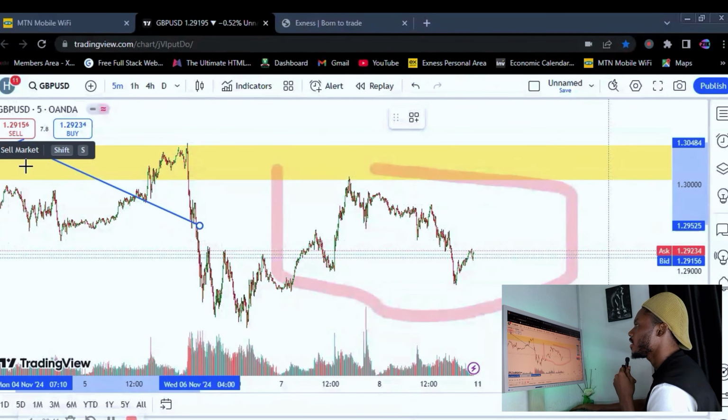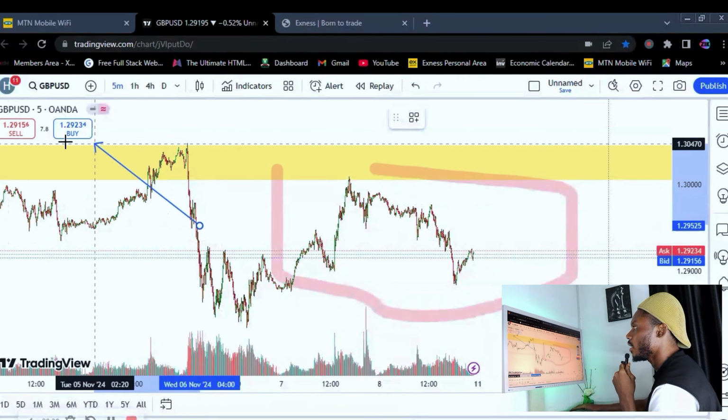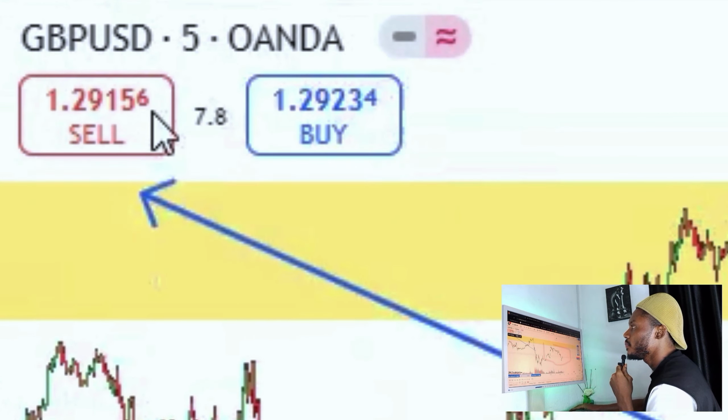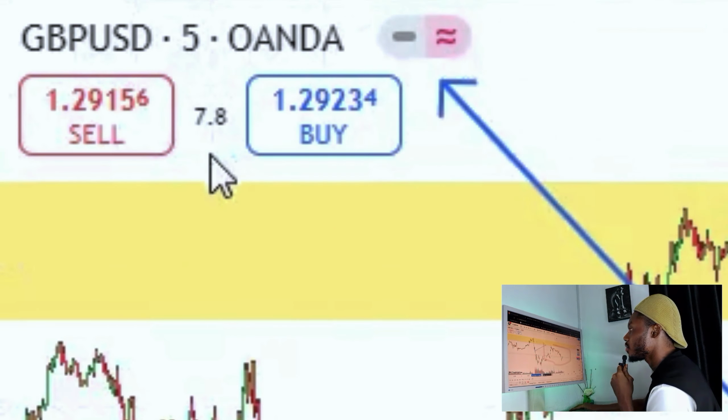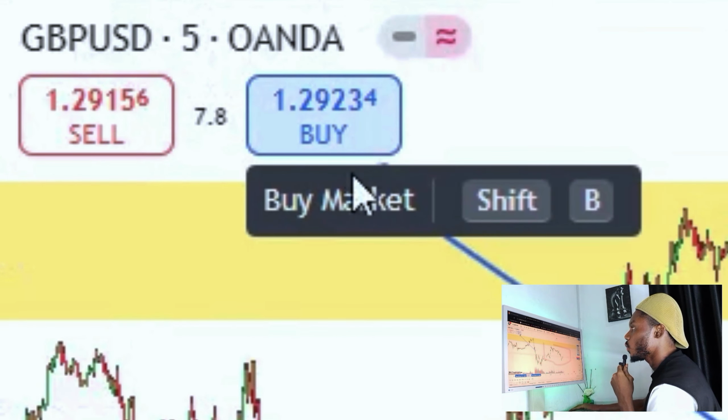And if you check this other tab here, we have the sell and we have the buy. Now we are on the GBP USD chart. You can actually use this on any chart, right? So we have the sell here and we have the buy here.